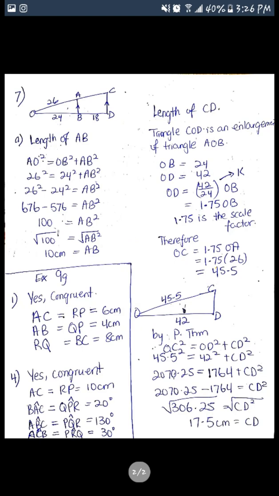What is the hypotenuse of the small triangle? OA. And what is the hypotenuse of the large triangle? OC. Right, and those two are related because those two are the two hypotenuses of the triangles. What other two lines could be related? AB and CD, because those are the two heights of the two triangles.